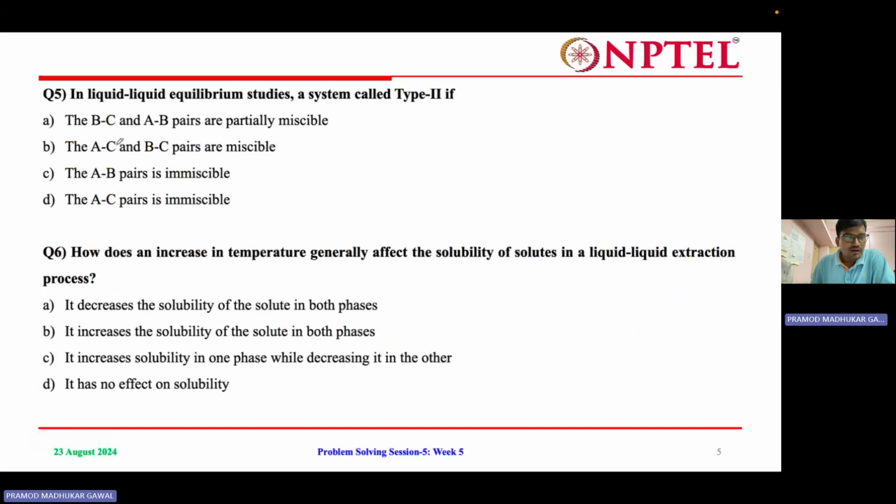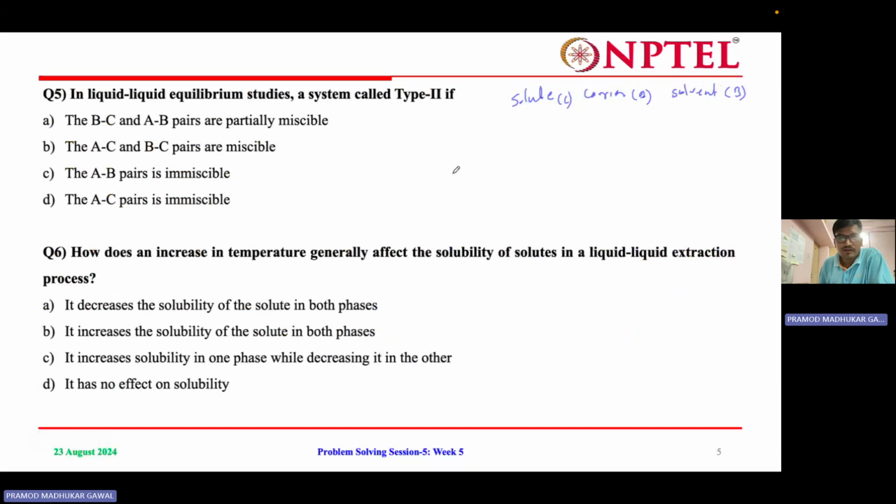Moving to question number 5: in liquid equilibrium studies, a system is called a type 2 system if... So here we have the solute, carrier, and solvent, denoted by B, A, and C, right?